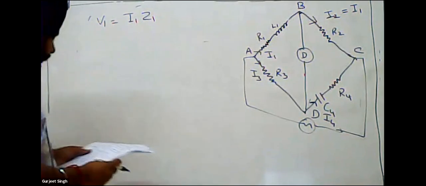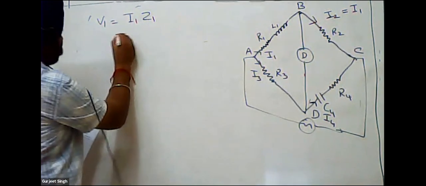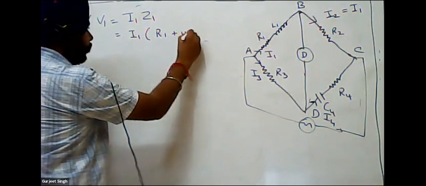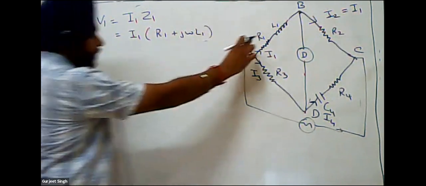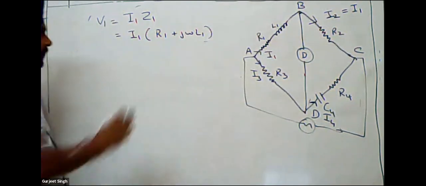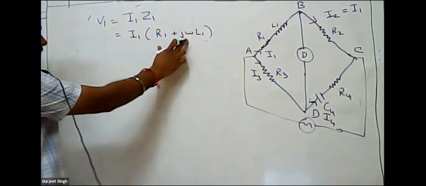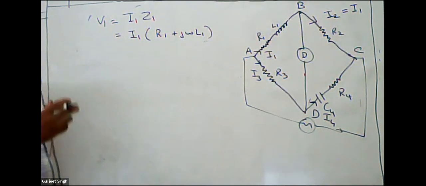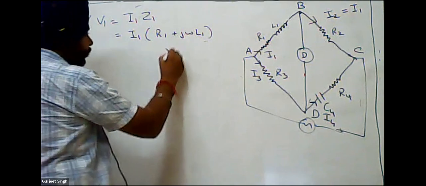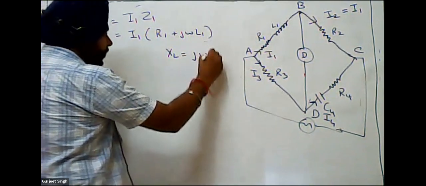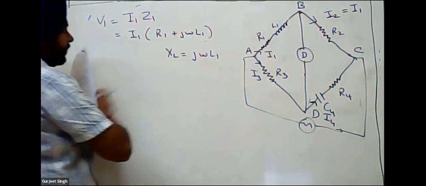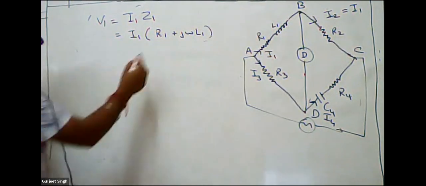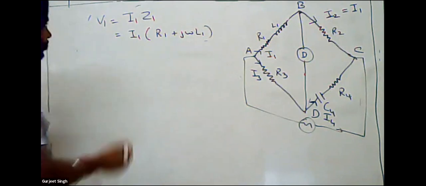Okay, so we will write down the I1 (R1 plus J omega L1). So R1 is this resistance, inductive reactance is J omega L1. Okay, inductive impedance, we can say that the inductive reactance, which we denote by XL, is equal to J omega L1. So I have written it. It is in series, R1 plus L1. So we will write down R1 plus J omega L1.